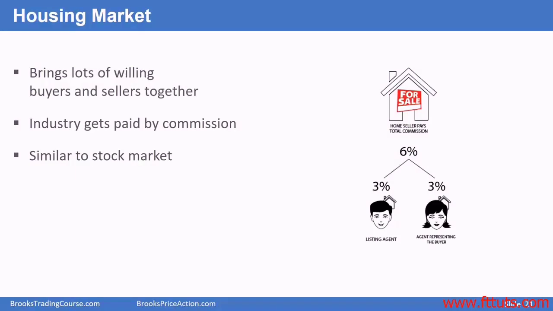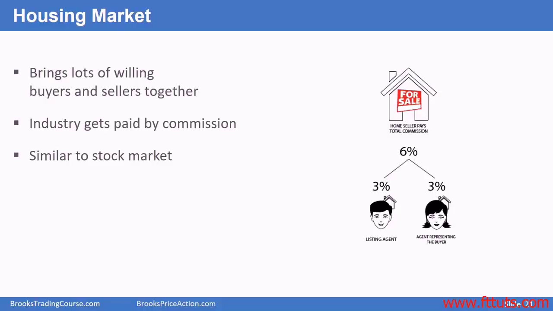The advantage of a housing market is it brings lots of willing buyers and sellers together. And therefore, you have buyers and sellers competing with one another, and it tends to keep the price fair. So if there are a lot of buyers, they are not going to pay too much, they're not going to pay too little. If there are a lot of sellers, you have a lot of people deciding what fair value is, and the housing price is more accurate, more realistic.